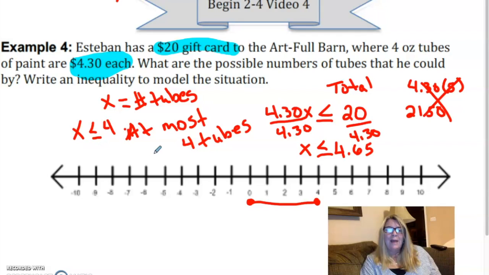So here's our solutions on our number line, but we can write that showing that we couldn't go down to negative, that our number of tubes of paint, x, has to be bigger than or equal to 0, but less than or equal to 4. So the solutions are somewhere in between the number 0 and the number 4. So x is greater than or equal to 0 but less than or equal to 4. So that's the solution for that word problem.